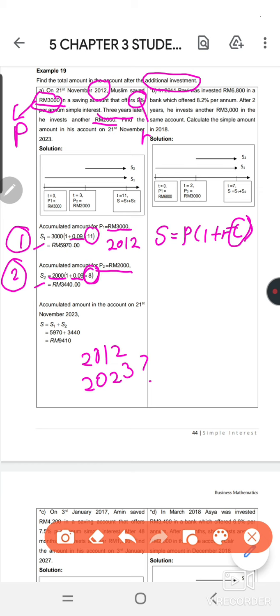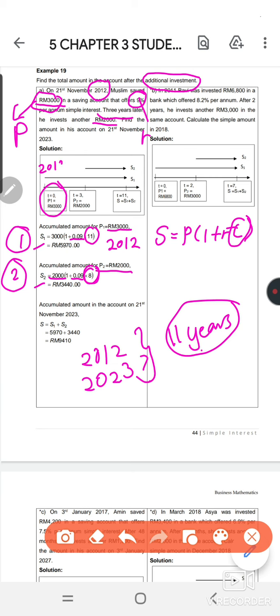Kat sini saya terangkan apa maksud 11 dengan 8. From year 2012 to 2023, we know that tempoh masa dia adalah 11 years. So kat sinilah 11 years. So S1 maksudnya kita kira daripada T0 sampai T, T0 ni adalah 2012, T kat sini adalah 2023. So S1 yang kita kira tadi, yang first tadi kat sini, tempoh masanya adalah 11 tahun.